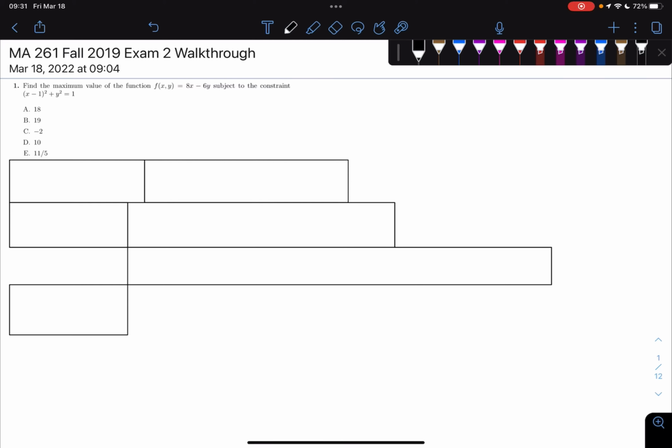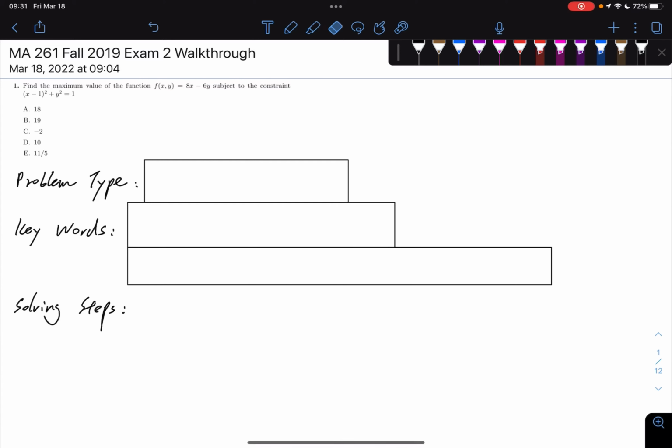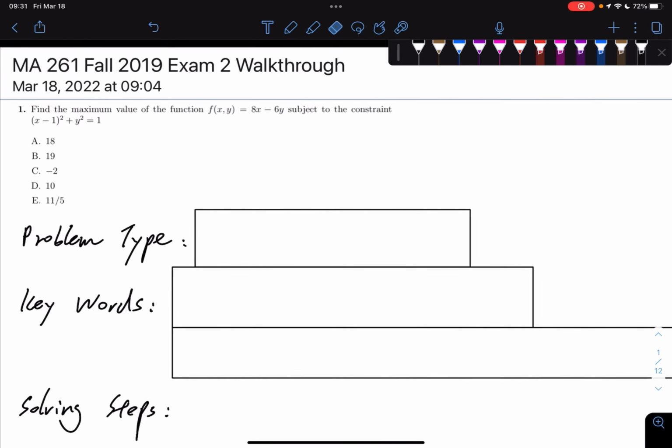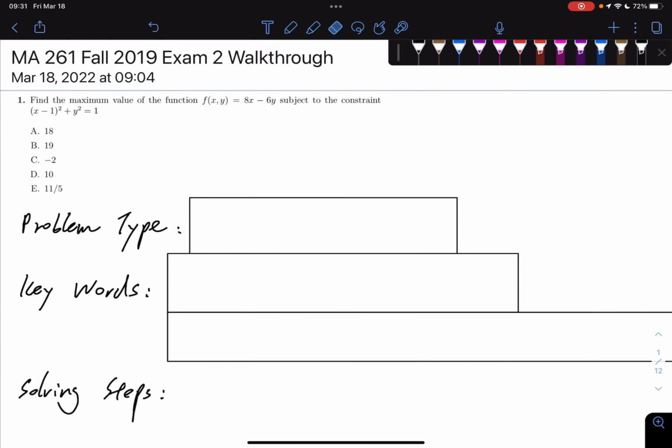Once we identify the type of problem, I will show you the solving steps, which are simple steps that you can take to arrive at the solution. And these solving steps can be applicable to any questions of the same type. With that said, let's get started. I would start with the question, problem type and keywords, and then solving steps. So let's read the question. Find the maximum value of the function f equals 8x minus 6y subject to the constraint (x minus 1) squared plus y squared equals 1.